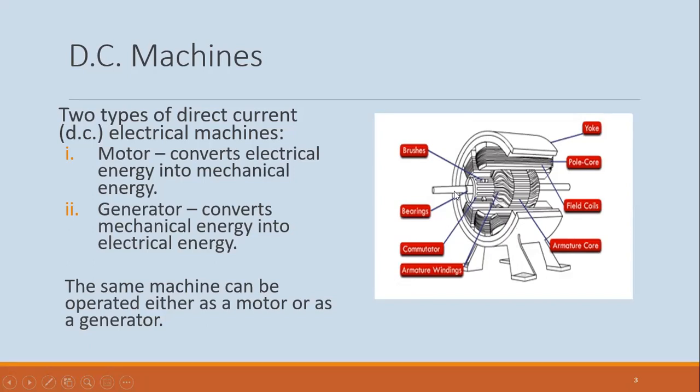And of course, the machine rotates, so there's a shaft and there are bearings there to facilitate that. To get current into or out of the machine, you have brushes that will be connected to either a supply voltage or to a load. But we'll go into more details on these.